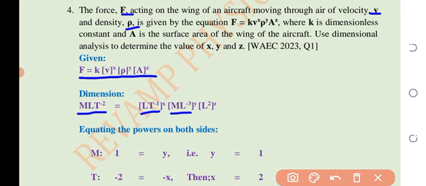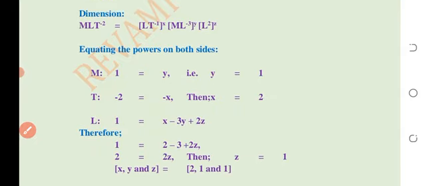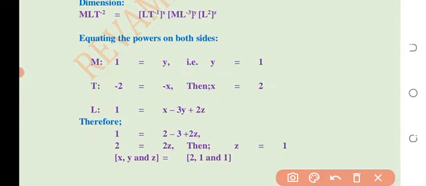And we have our area. The dimension of area is L squared. And each of them is carrying the power of x, y, and z. So we can equate the power on both sides of this equation. Doing that, for M, on the left hand side, M is carrying the power of 1, and on the right hand side, M is just carrying the power of y. So that is what makes 1 equal to y, that is y equals 1.